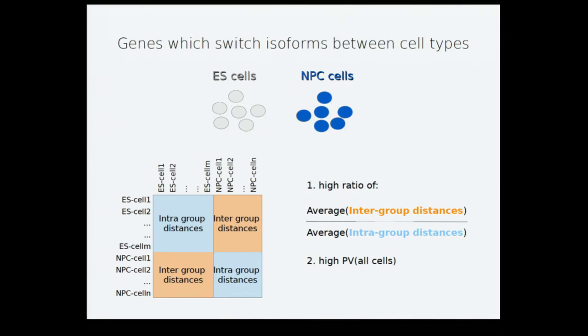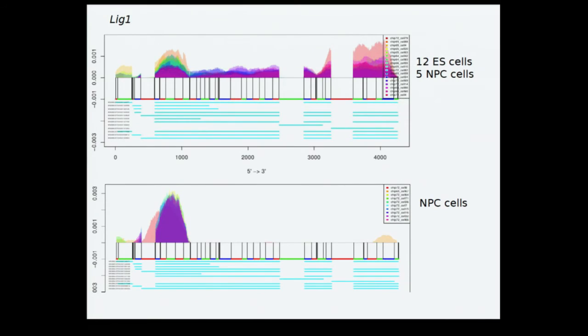We want the gene to be from the set with significantly high PV, which we identified earlier. So with this method, we found a set of genes, and I'm just showing one example of them, which actually looks very interesting. This Lig1 gene, we found two representative read density profiles. One is a long isoform, and the other is a very short transcript.